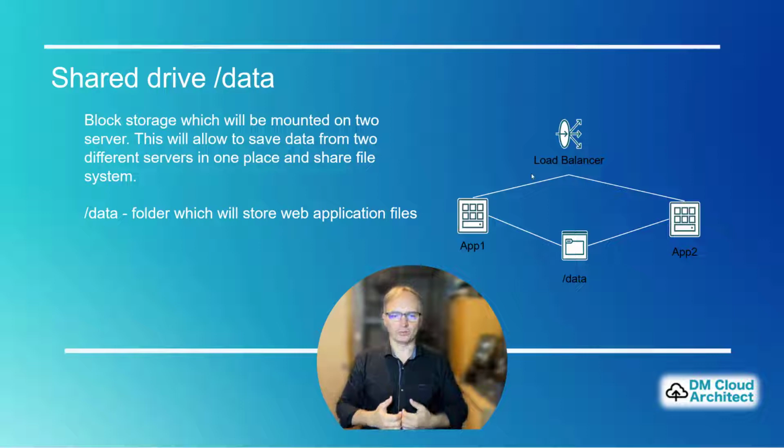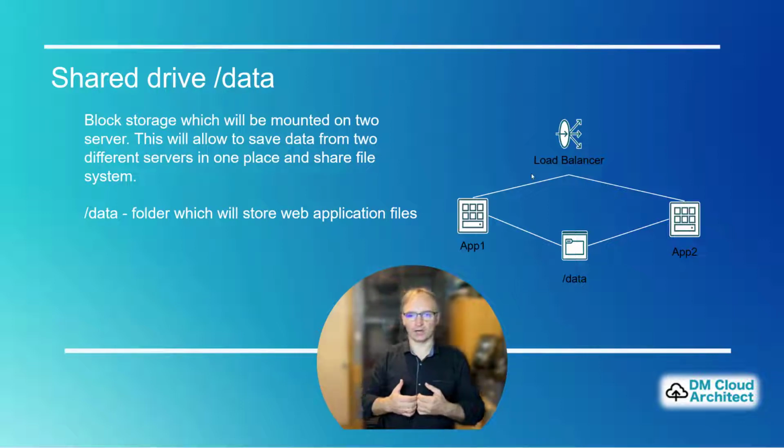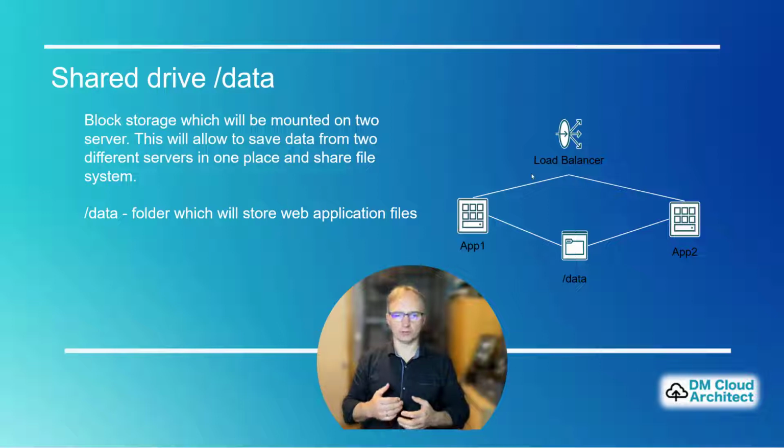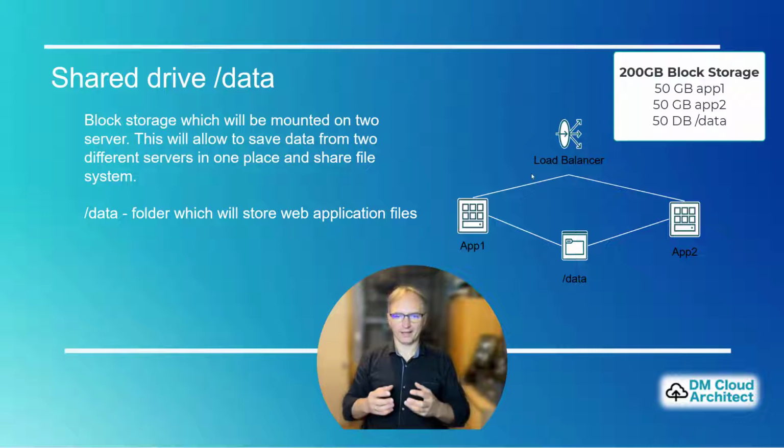Okay, how are we going to do this? Using the resources available in the always free tier in Oracle Cloud. We have 200 gigabytes of available data storage, the block storage. We used 50 gigs for app 1, 50 gigs for app 2, and then we can use another 50 gigs for block storage, which will be mounted on both servers. Okay, let's create the data storage.